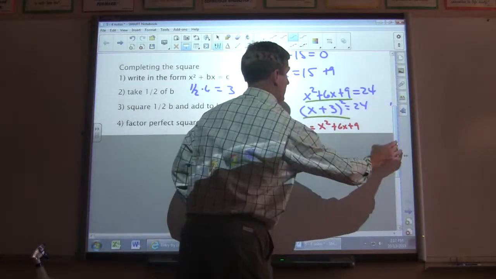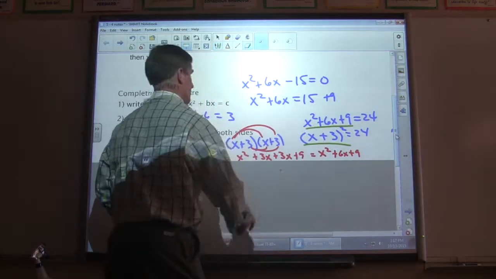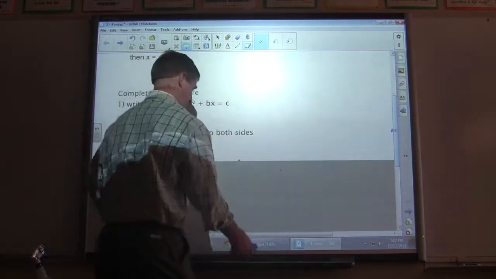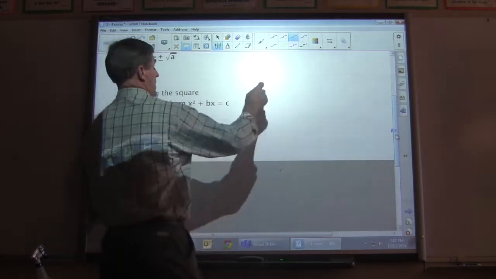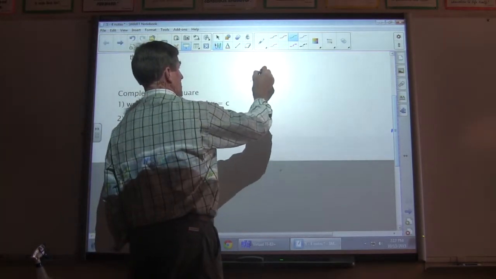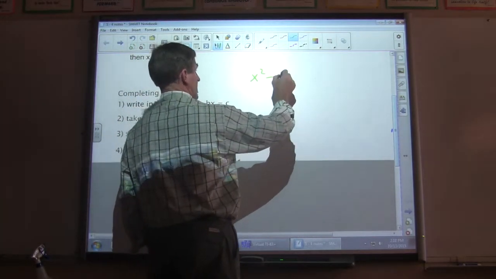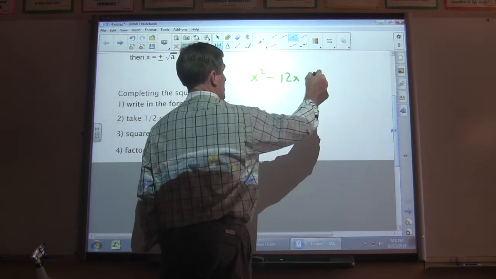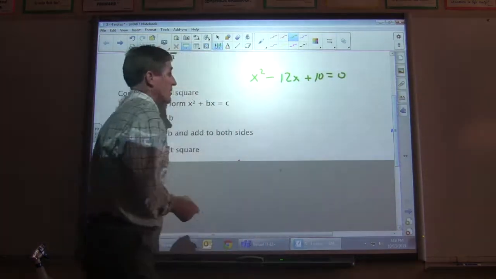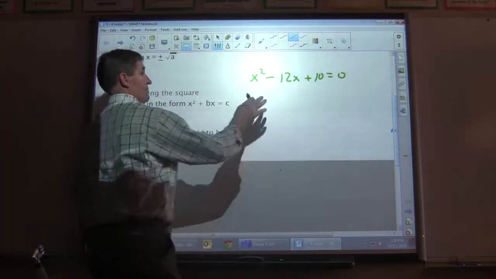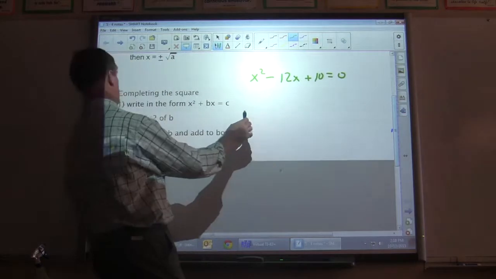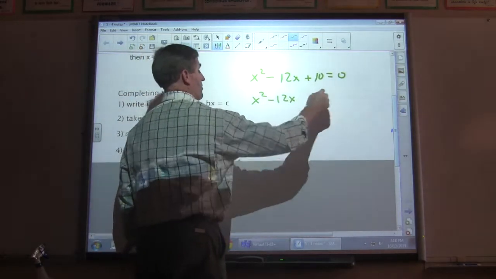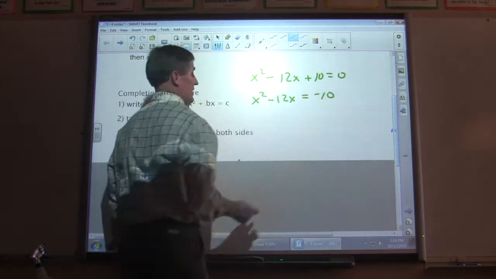Let's do another one. Let's do one with a minus sign. Let's do x squared minus 12x plus 10 equals 0. So now, again, our first step is to write it in the correct form. So we move the 10 to the other side by subtracting it.